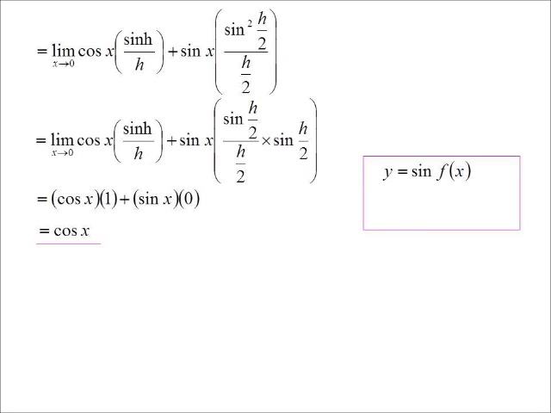To generalize that, if we have the sine of any function, we differentiate the angle. That goes out the front, and we change the sine to cosine. So it becomes the derivative times the cosine of function x.